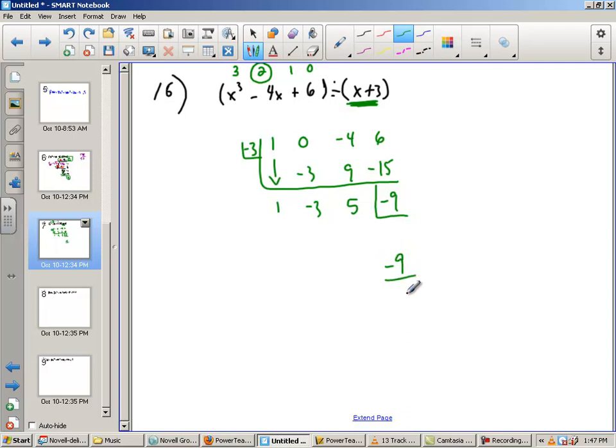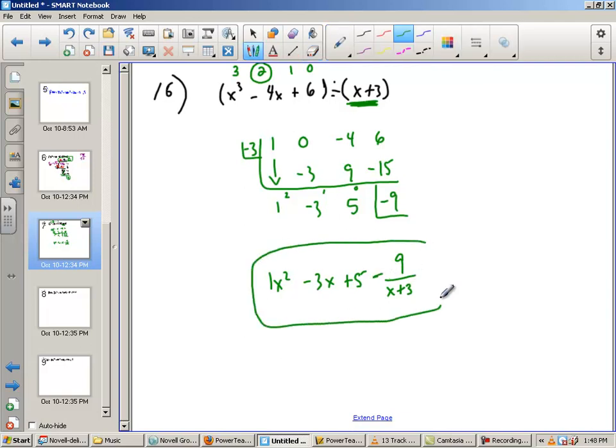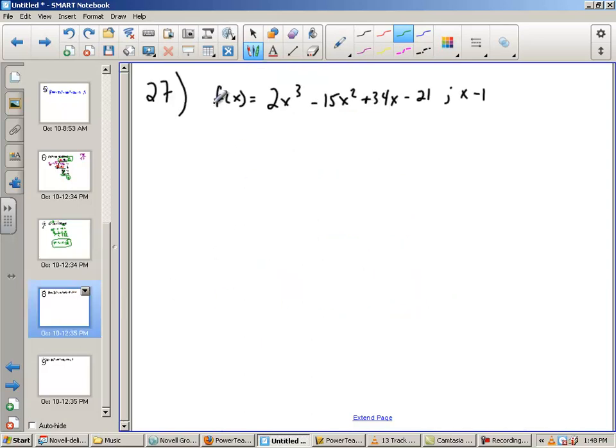So negative 9 as my remainder will be over x plus 3. And the rest of the problem, I'm trying to build off of this idea of this 3, 2, 1, 0, but I'm going backwards. So this would be my 0, this would be my x to the first, this would be my x squared. So I'll have 1x squared minus 3x plus 5. And then of course I have this minus 9 over x plus 3. So I'm actually going to go in and move my negative sign out in front, so I know it's subtraction. And there's number 16.